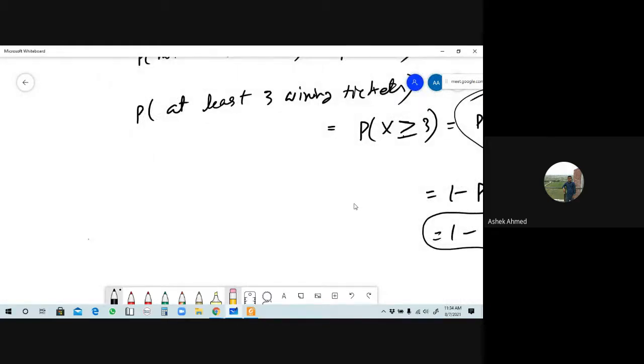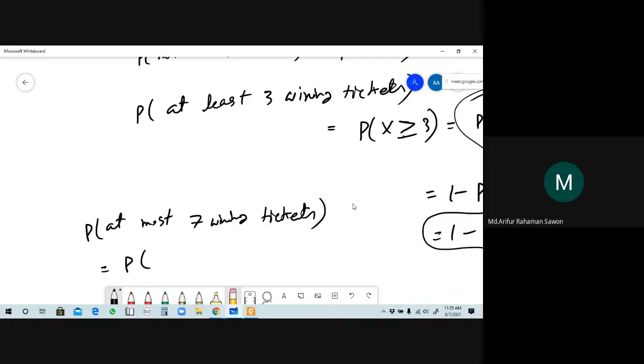Okay, in the exam no other way will be heard, because it will not be heard. Now tell me, what do you mean by probability of at most 7 winning tickets? What do you mean by this? This 7, what will it be? Tell me the probability. At most 7 winning tickets? That means 0 to 7, that means the probability of x less than or equal to 7, is it right? Response me, is it correct?